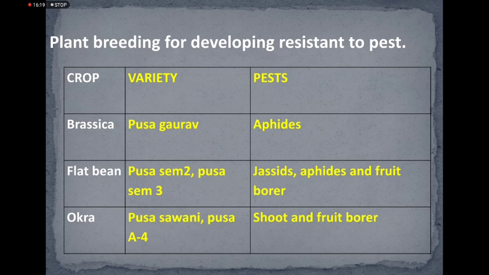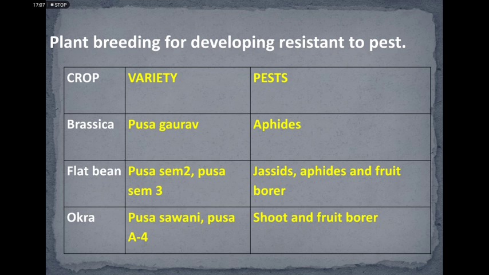Then, through breeding procedures, plants are bred for developing resistance to pests. Earlier we discussed plants bred for disease resistance. Here we discuss resistance to pests. First one is brassica. Variety's name is Pusa Gaurav. It is resistant against aphid. Aphid means a small insect. Then flat bean, Pusa Sem 2, Pusa Sem 3. It is resistant against jassids, aphids, and fruit borer. These three are small insects which feed from the stem and fruits of this flat bean.